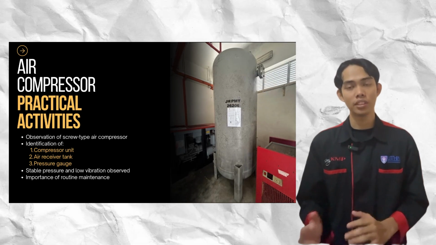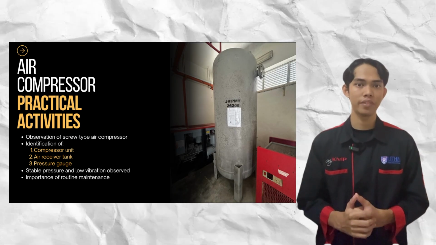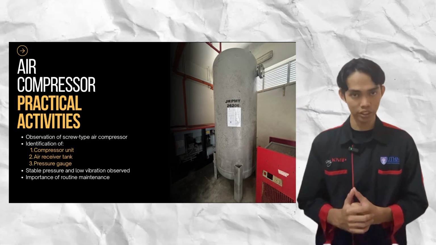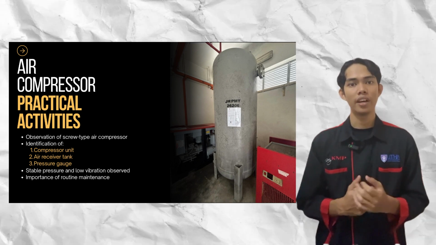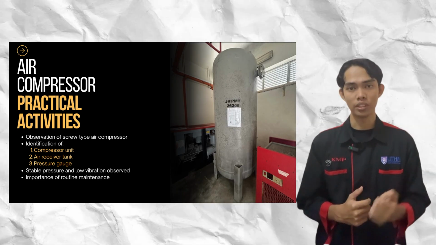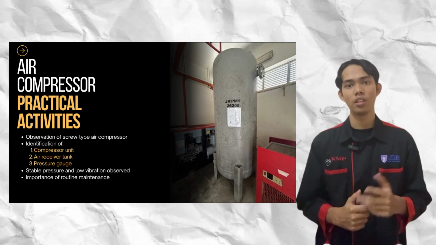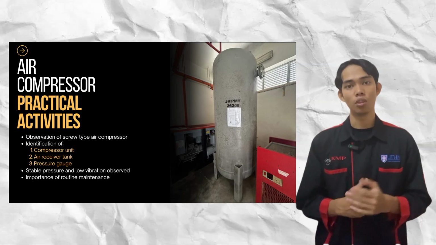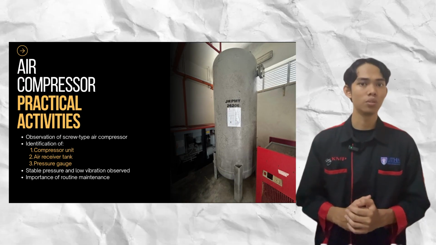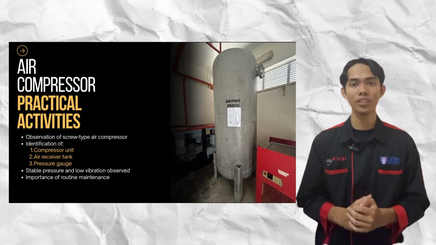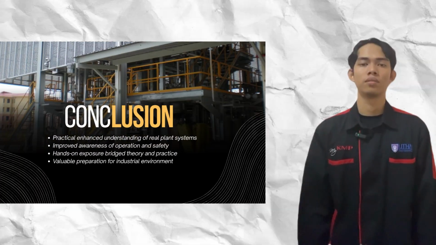In the practical session, we observe a screw-type air compressor. The key components identified include the compressor unit, air reservoir tank, and pressure gauge. There are a lot of other components too, but the system showed stable pressure and low vibration, which emphasizes the importance of routine maintenance for reliable operation.